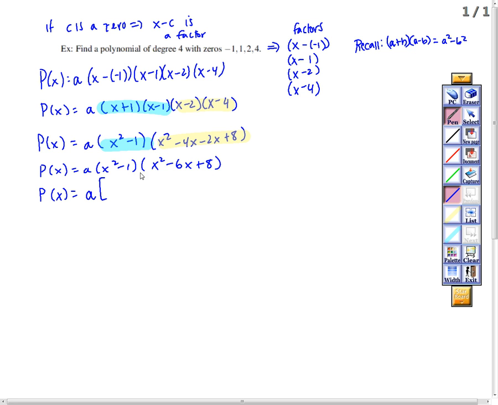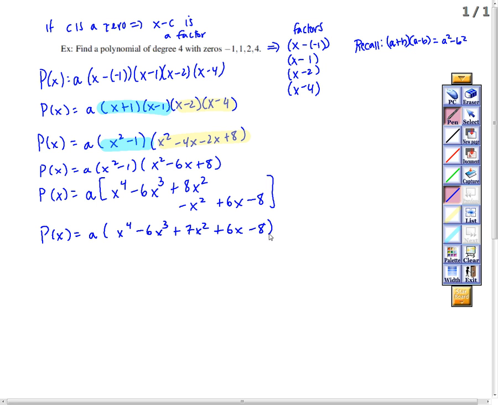This is a times x squared times x squared is x to the 4th. X squared times -6x is -6x cubed. X squared times 8 is positive 8x squared. Now I'm going to go ahead and just write these below to line them up. This is -1 times x squared is -x squared. -1 times -6x is plus 6x. And -1 times 8 is minus 8. So I have p of x equals a times x to the 4th minus 6x cubed plus 7x squared plus 6x minus 8.